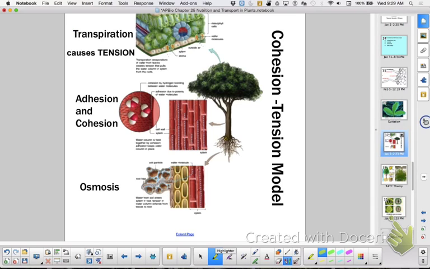Wait, so it's literally how the soil, so it goes into the roots and there's so much water. Weird. To the water. Okay.